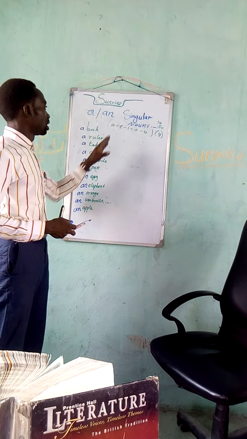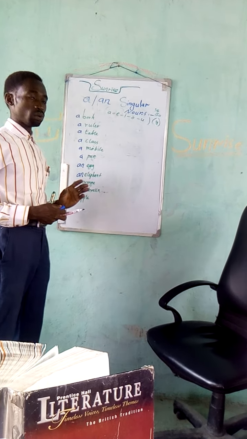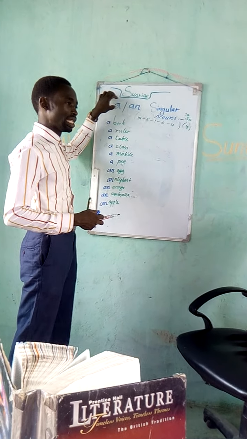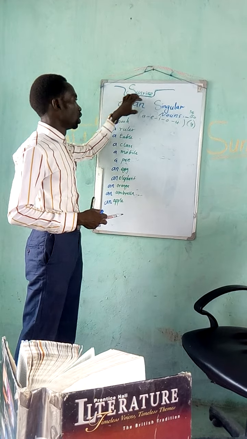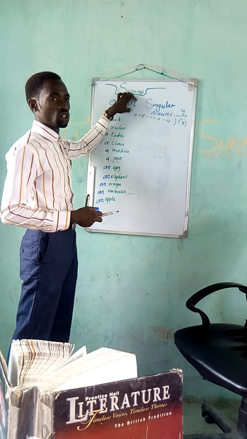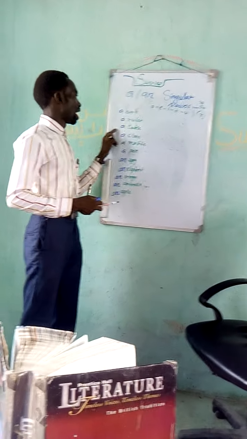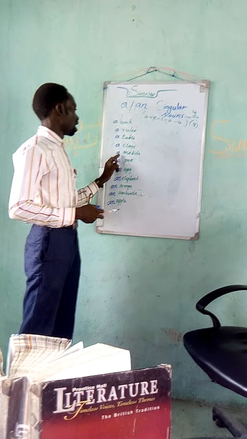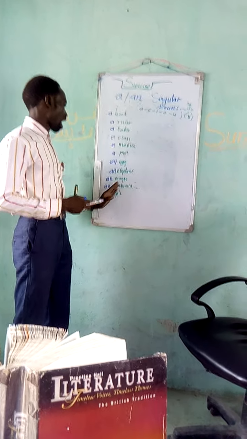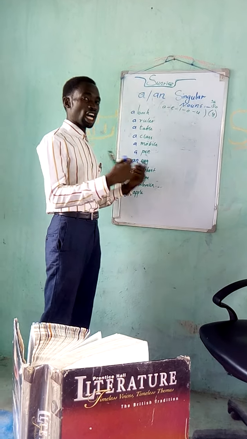It says that for singular nouns we use a and an. We use a when a word starts with a consonant letter, and we use an when a word starts with a vowel letter or a vowel sound. So now we have a book, a ruler, a table, a class, a mobile, a pen, an egg, an elephant, an orange, an umbrella, an apple. This is now great, and then let's jump to the next.